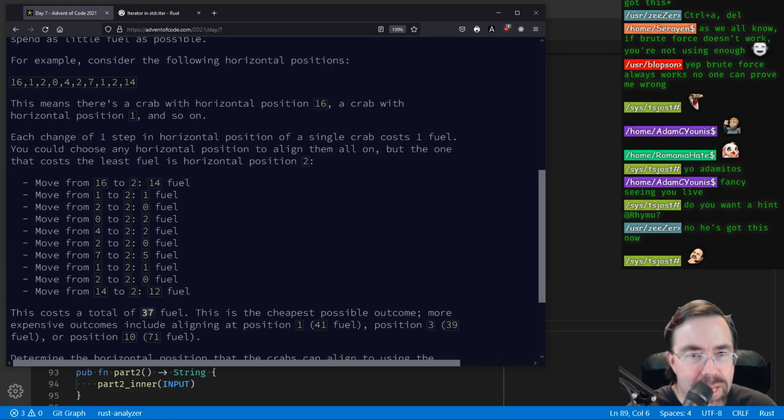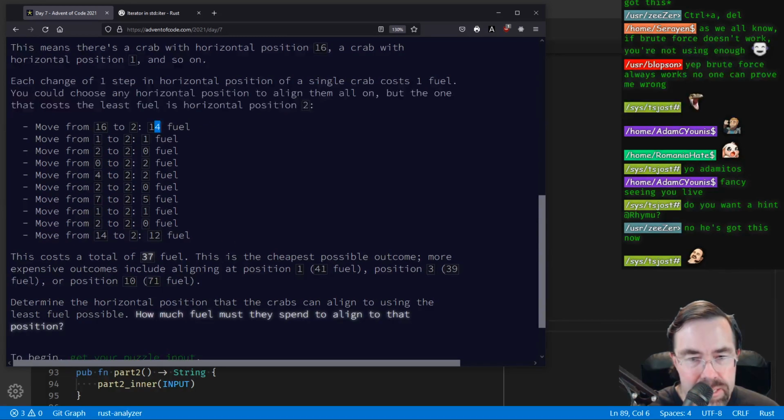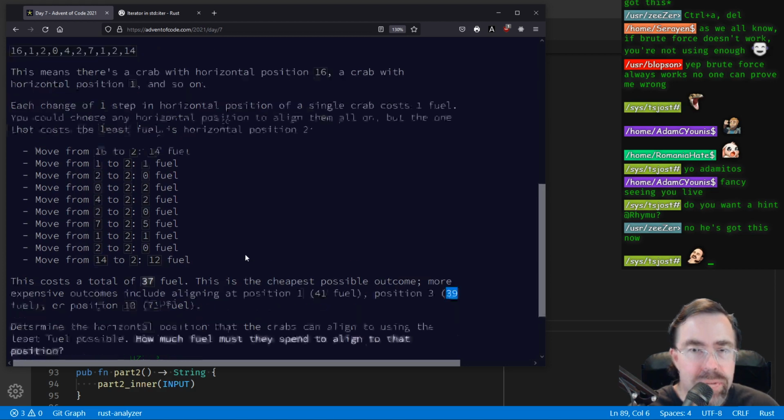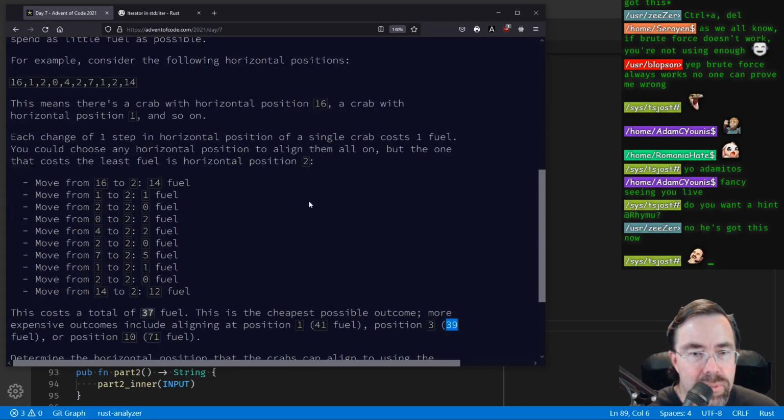Because of course, when you move a crab, it consumes fuel. So if you move the crab that starts at position 16 over to position 2, it costs 14 fuel, etc., etc. You add it up. The optimal position is 2 because it's 37 fuel. If you moved them one to the left, it would cost a little bit more. Move to the right, it would also cost a little bit more. So it's this algorithm of given a list of numbers, what's the number that when you add up the costs to get there for all the other numbers to be moved, what's the minimum? And I suck at algorithms, so I walked through what I thought was a good algorithmic solution to this. It was totally wrong.